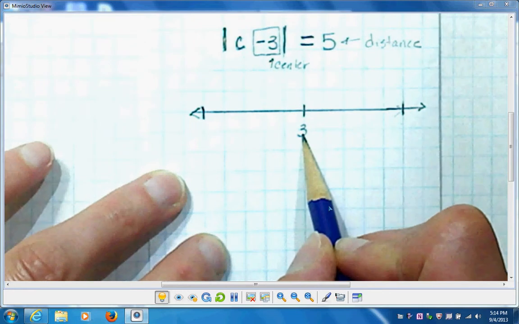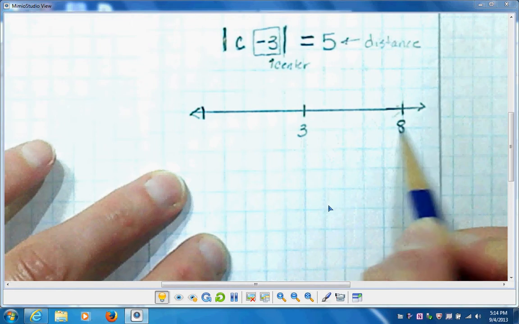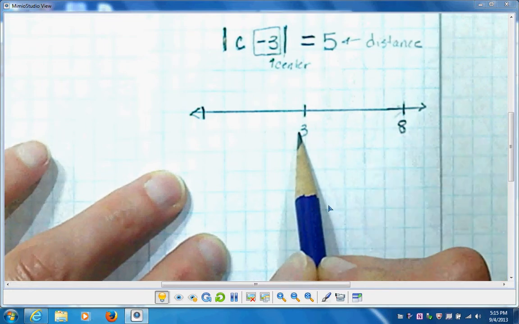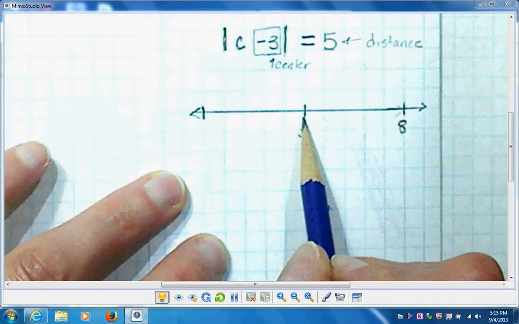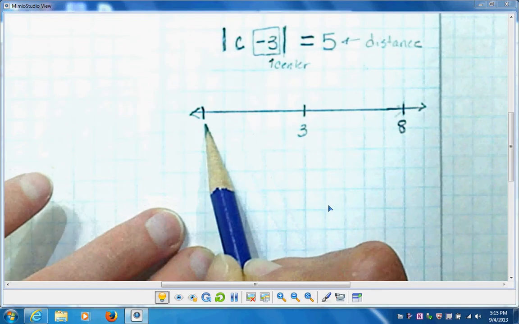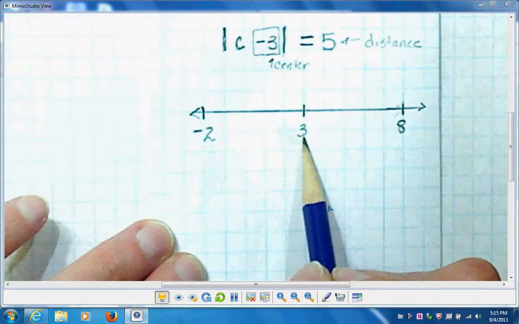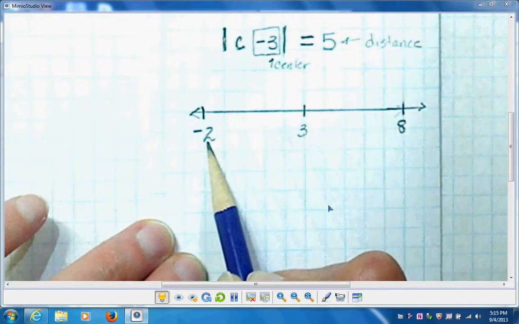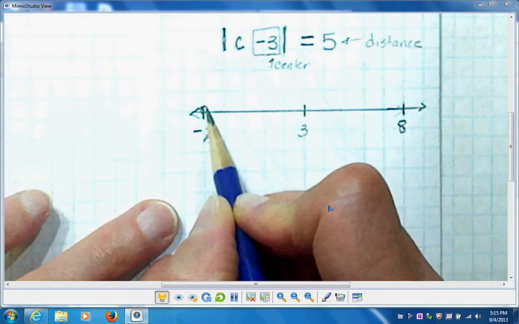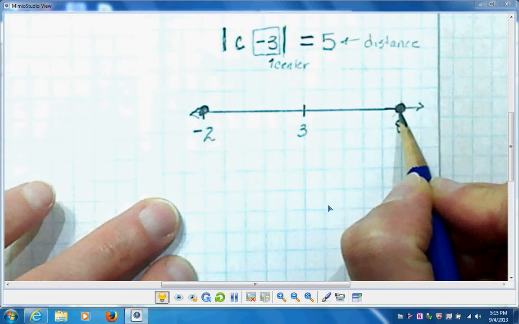Okay, so what's this value here? Well, this would be 3, and if I go 5 more, that would make this 8, because 3 plus 5 gives me 8. Now I'm going 5 this way, so I'm going to count backwards. So this is 2, 1, 0, negative 1, negative 2. So this value here is negative 2. If I had 3 minus 5, it's the same as negative 2. Because this is an equals, that means it's exactly equal to, so that's my solution there, and that's my solution there.